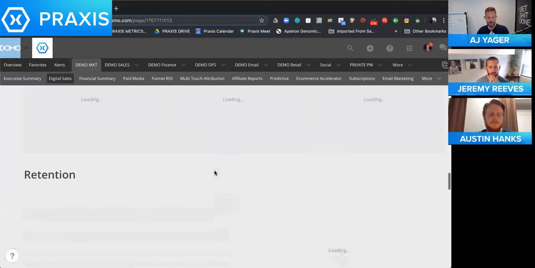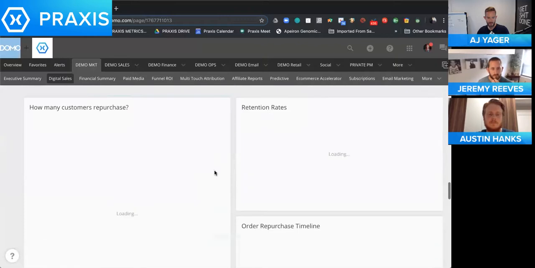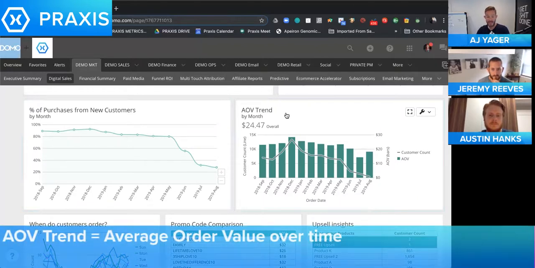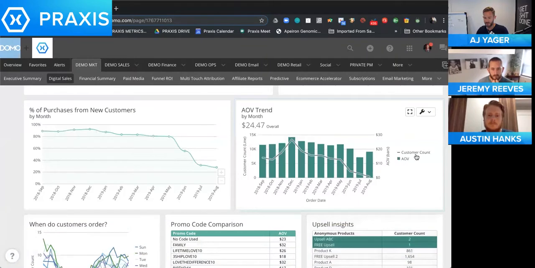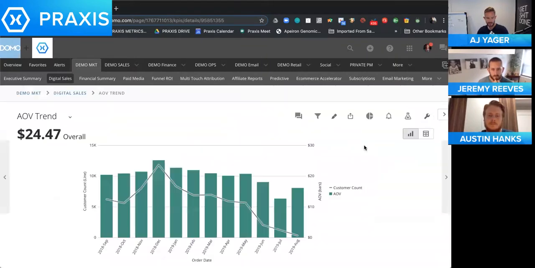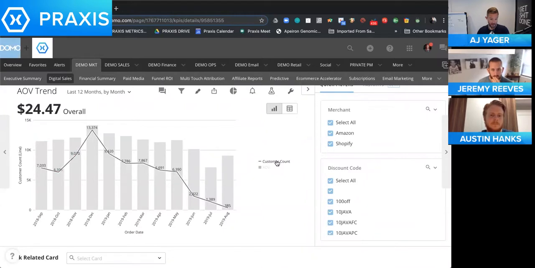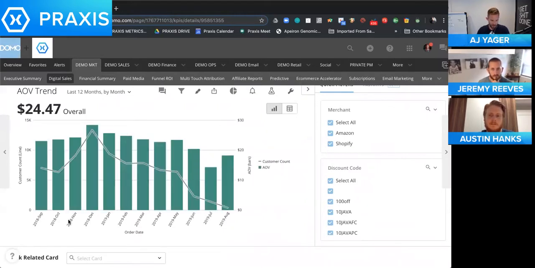Let me go back out to right here. So we've got percentage of purchases from new customers and AOV trend. AOV is average order value trend, and this is by month. This one's a customer count with the line graph here. I'll jump into it. This is the last 12 months by month. Customer count is the line graph right here.